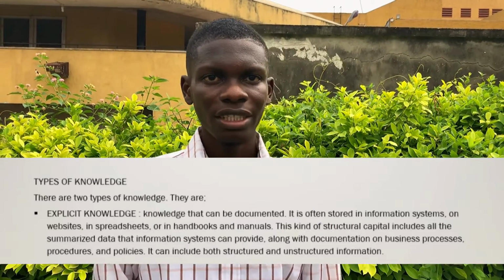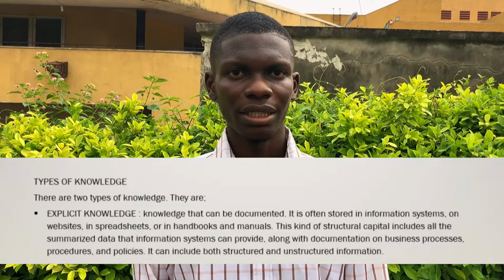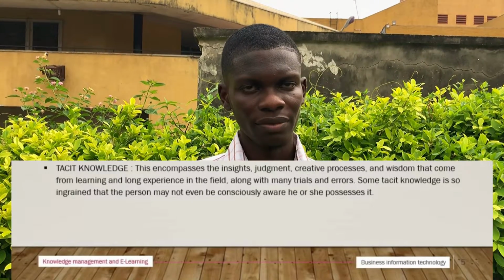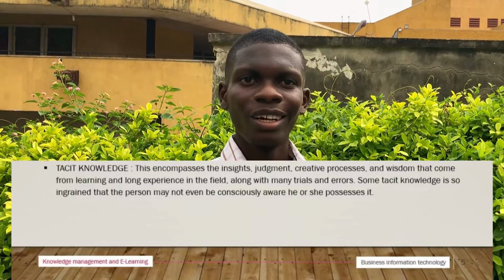Thank you. Before I go into knowledge management, I'll talk about the types of knowledge. There are two types of knowledge: explicit knowledge and tacit knowledge. The explicit knowledge is the type of knowledge that can be documented. It is stored in information systems, websites, spreadsheets, manuals, and handbooks. While tacit knowledge is more elusive. It encompasses insights, judgment, creative works, and wisdom that can only be gotten from learning and experience in the field.